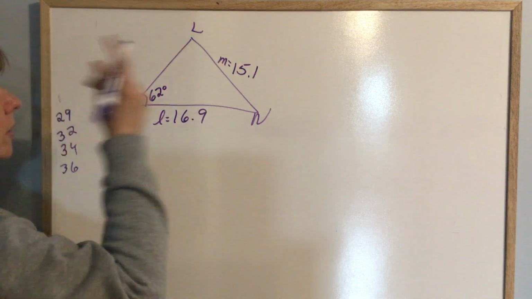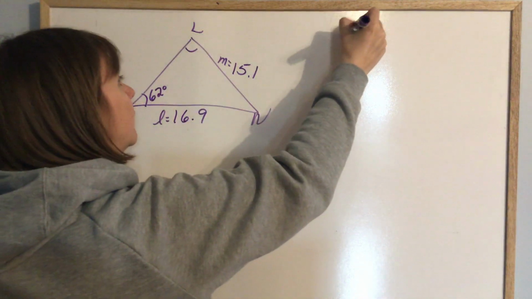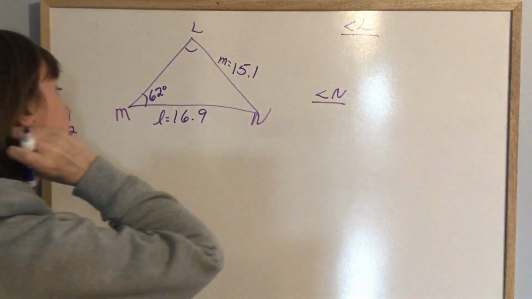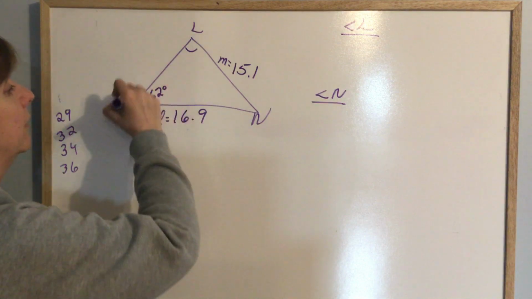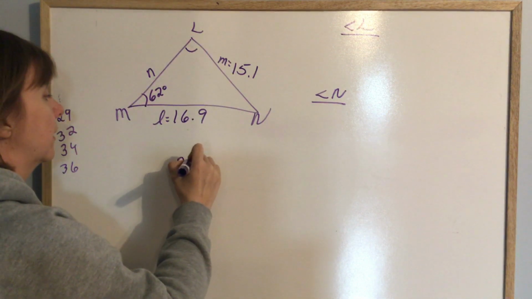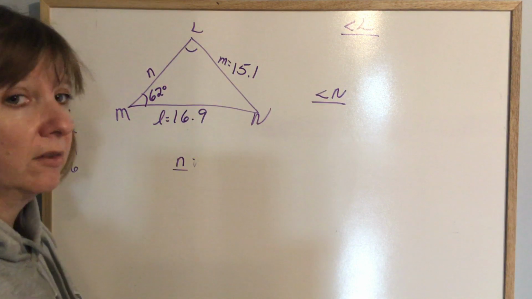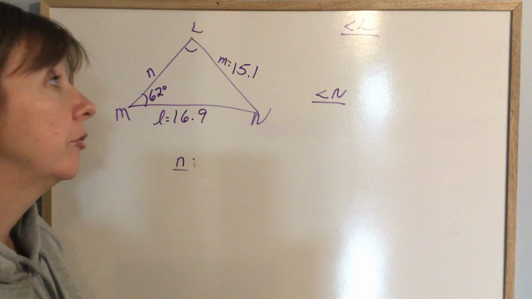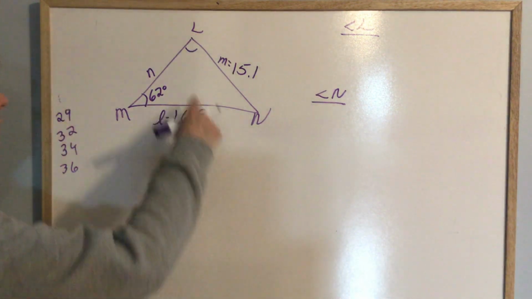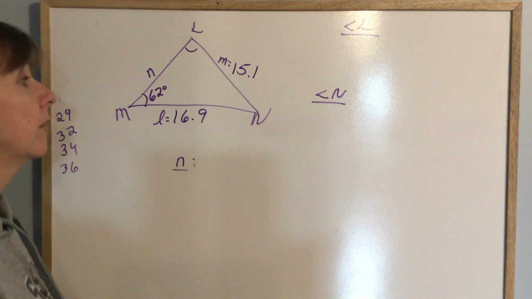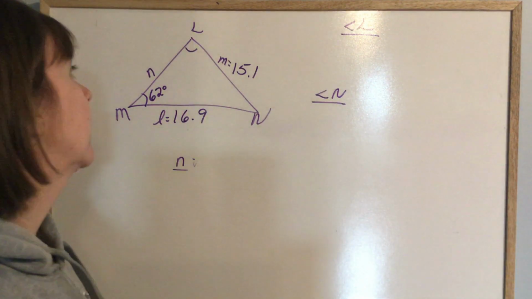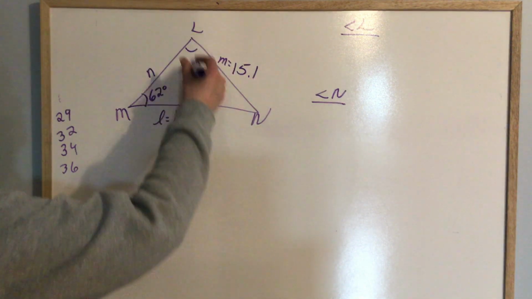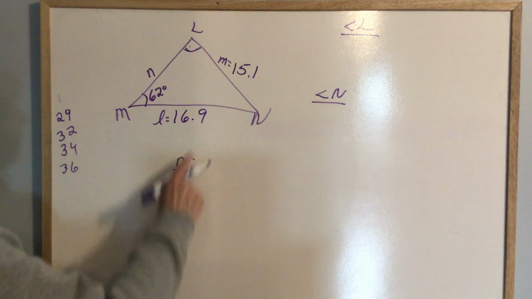So what am I missing? What do I not know? I do not know angle L. I do not know angle N. And I do not know side N. So those are the three things I'm going to have to find. It's up to you how you want to find them. Luckily, I know everything about M. So that means I can, in fact, use law of sines. Yay. So I'm going to find angle L first because I know side L.